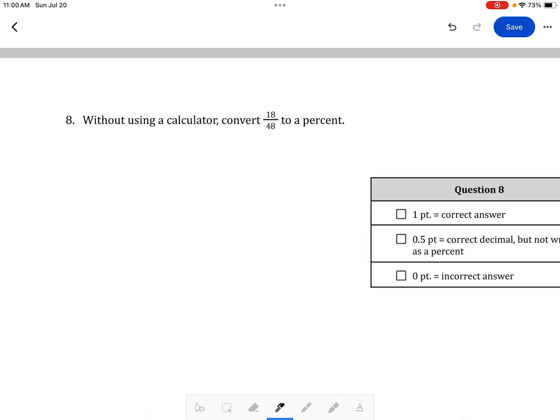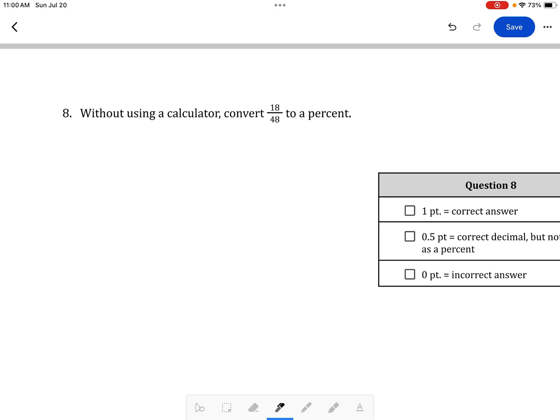And then last but not least, it says without using a calculator, convert 18 over 48 to a percent. Well, the first thing I need to do is get this to a decimal before I can change it to a percent. And so I'm going to go ahead and do long division. So I'm going to put the bottom number of my fraction on the outside of my division box. So I have 48 into 18. I know 48 can't go into 18, so I'm going to add a decimal and bring down a 0. I know that 48 can go into 180 3 times.